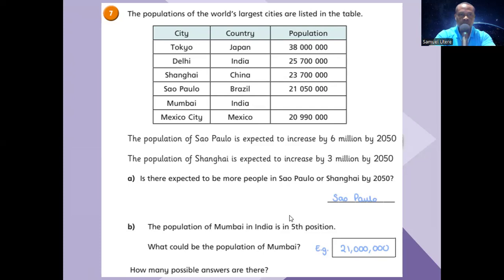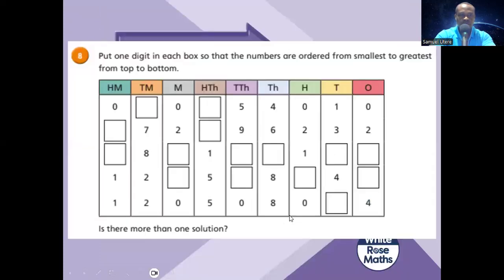Okay. Here is question 8. In question 8, you're required to put one digit in each box so that the numbers are ordered from smallest to greatest. Which word do we use for that? Ascending. Don't forget that. So from smallest to greatest is ascending, from top to bottom. Okay, I'm sure you should have thought about that and worked through that really well. So here are the answers.